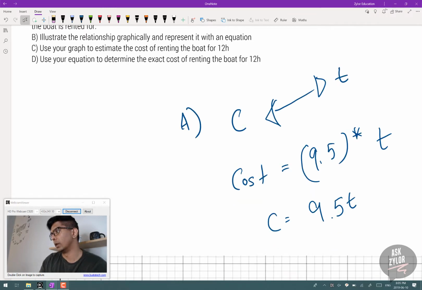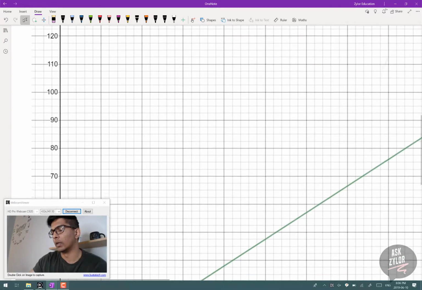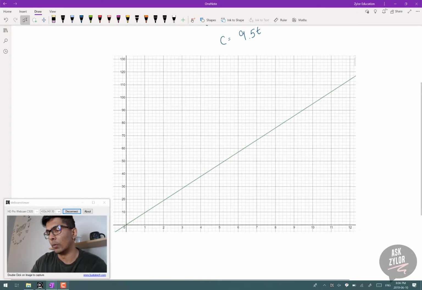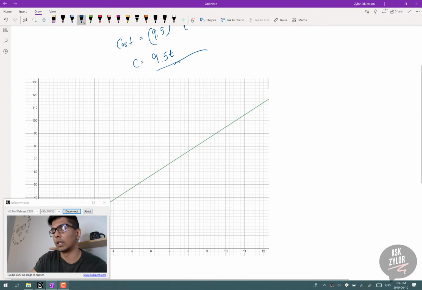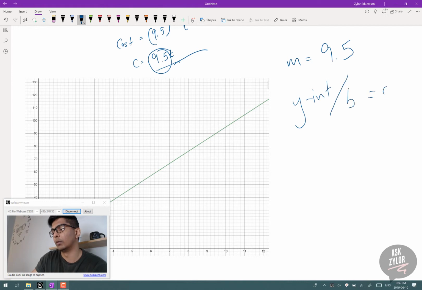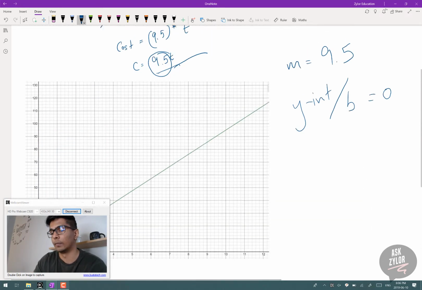Next, illustrate the relationship graphically. When we don't have any constant added at the end and we just have the variable times some number, that means this ends up being my slope. My slope is 9.5. My y-intercept, or my b value, is 0. That means I'm starting at 0. And then my slope should have a rise over run of 9.5. And then I can plot this as long as I want to.